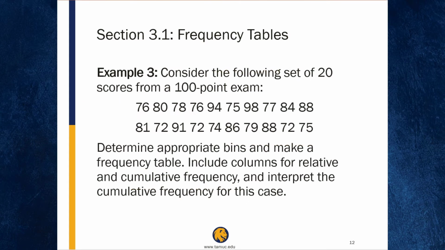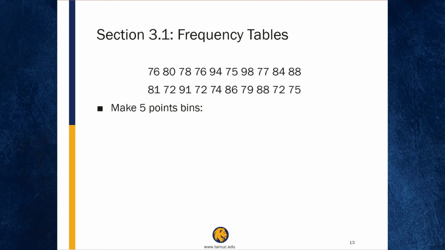So here we're going to do that. It says consider the following set of 20 scores from a 100-point exam. What we're going to do is determine appropriate bins and make a frequency table. Include columns for relative and cumulative frequency and interpret the cumulative frequency in this case. So how we're going to do this is we're going to make 5-point bins is what we're going to call it, which means that the range of numbers will be 5 at a time.